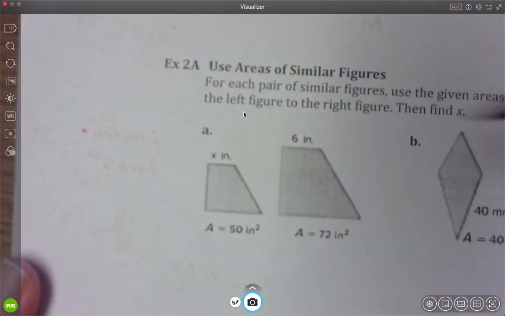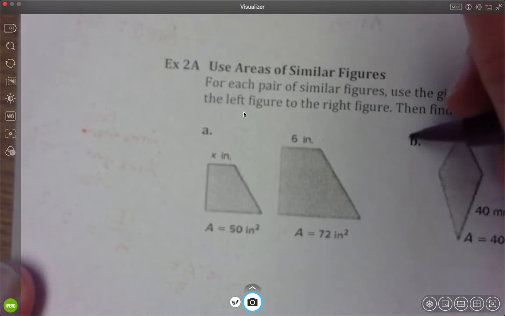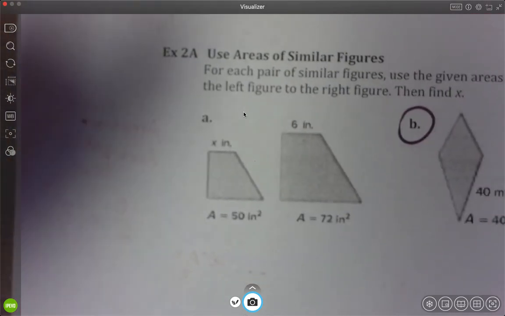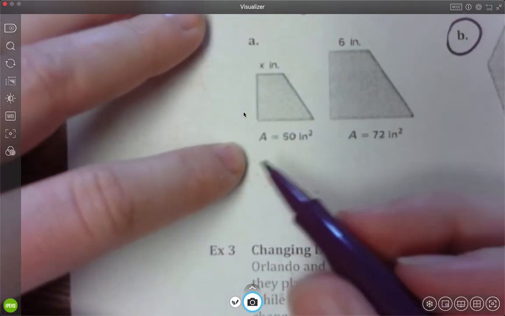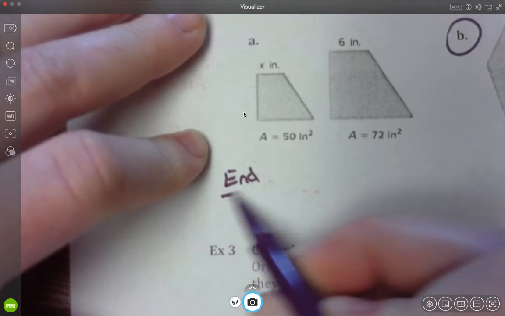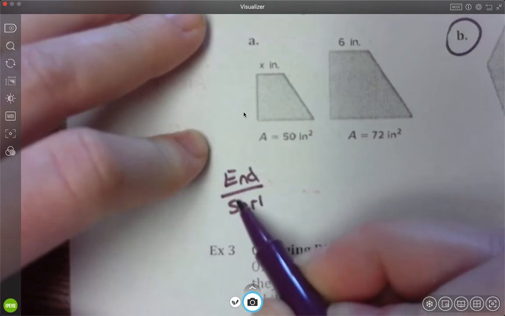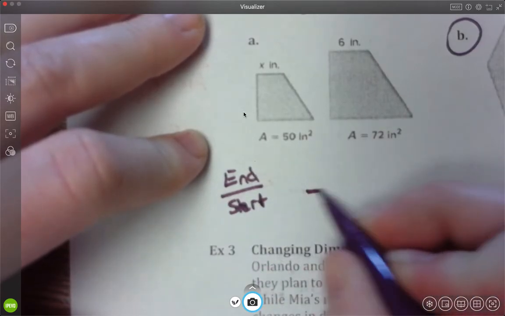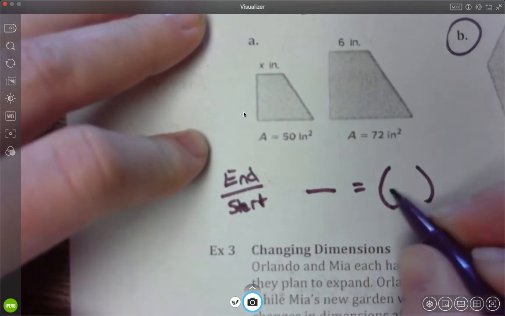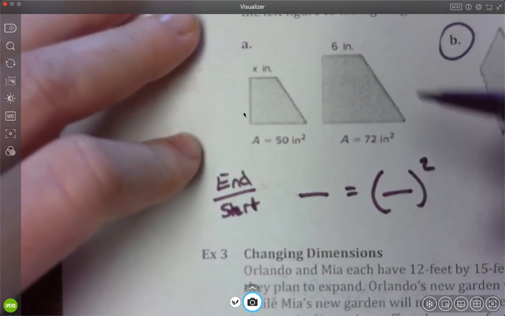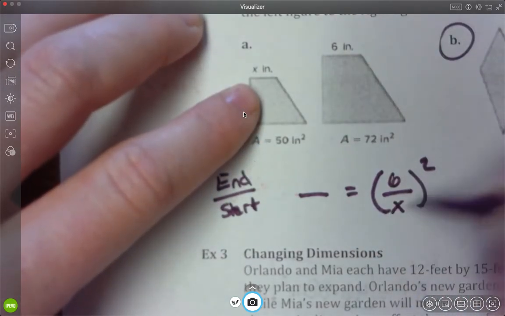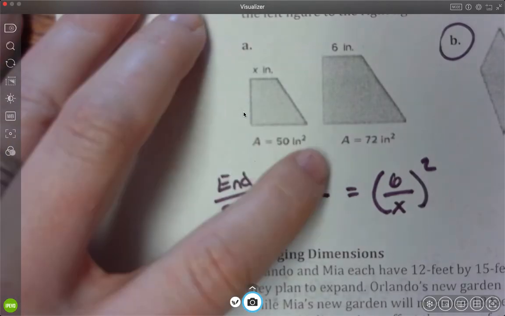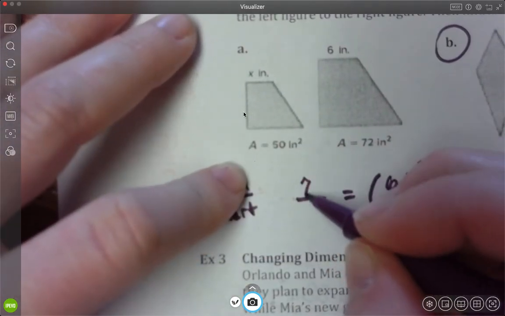All right, we'll do one more of these. Maybe we'll skip part B, or I'll have you do part B by yourself. So this one here: scale factor, then they give me the area. So end over start equals the scale factor, but this is squared. My sides determine my scale factor, 6 and x. So 6 here and x here, end over start. My end over starting area here is 72 and 50.